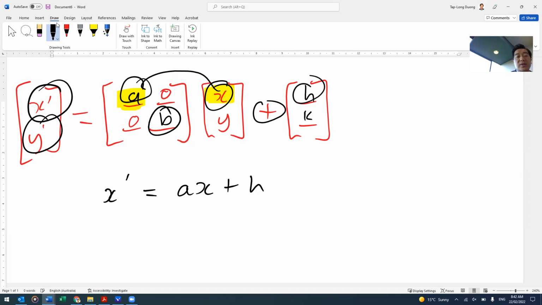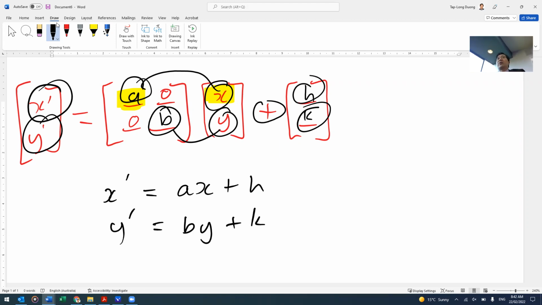It's this times that plus that. And so forth. And then you rearrange the whole thing, substitute it in, and then rearrange it back to make the Y dash the subject, and there you go. That's your new equation. That's the mapping method.